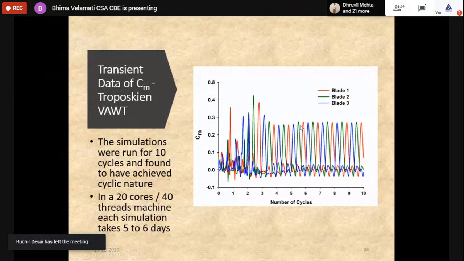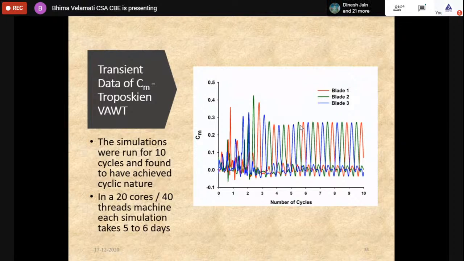What we are interested in is getting the torque. The non-dimensional form of the torque is called the coefficient of moment. Torque is nothing but moment with respect to the axis. So you can see here, I plotted the moment for all 3 blades with respect to cycles. One cycle is 360 degrees. I have done 10 cycles. You can see that initially, because of the initial condition, the solution will not be good. As you go on, you can see cycles 8, 9, 10 repeat. It will become periodic.